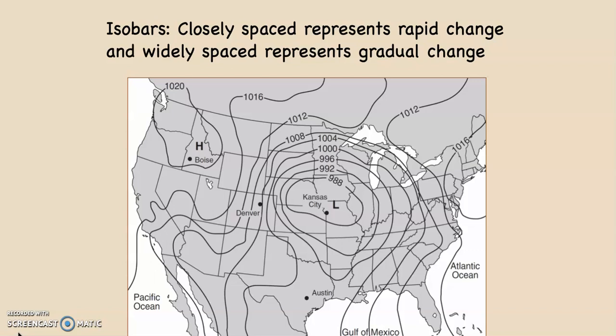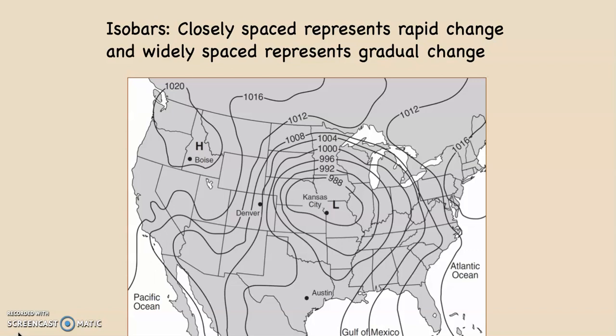This is barometric pressure. Notice that L close to the center part of the country where Kansas City's at. Closely spaced isobars indicate rapid change. And in fact, closely spaced isopleths of any sort represent rapid change. Widely spaced isobars, and for that matter, widely spaced isopleths of any sort, indicate gradual change.